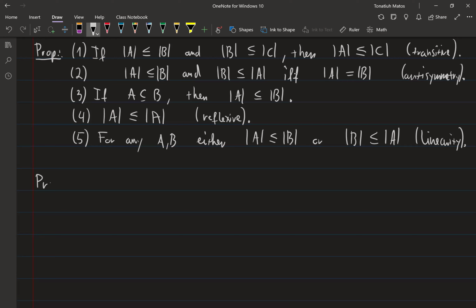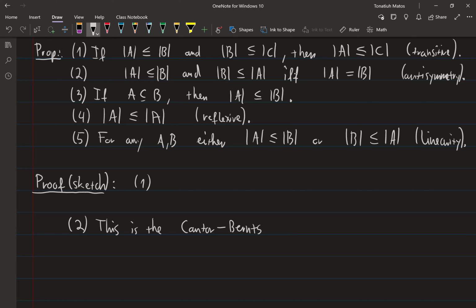Let's try to maybe give a proof sketch. The reason this is a sketch is because I don't want to spend too much time doing things that you already know how to do. So can anyone tell me in one sentence how you would prove number 1? Then I will tell you how not to prove number 2. But I will give you the reference. So this is the Cantor. Some people credit Schroeder with this as well, but other people don't. So I'm not really sure. I haven't looked into the history of this theorem.